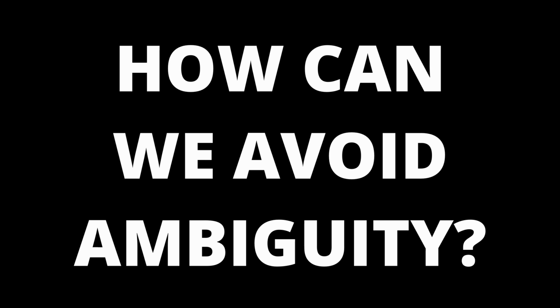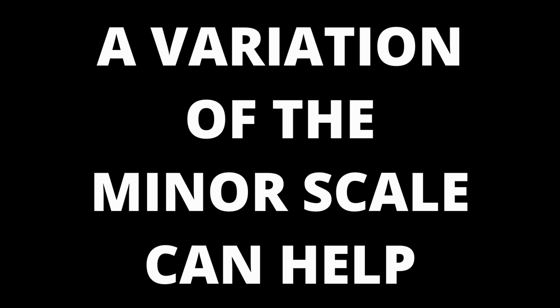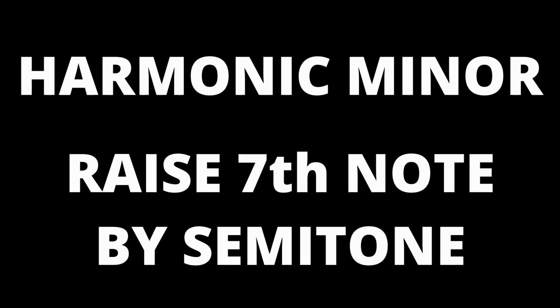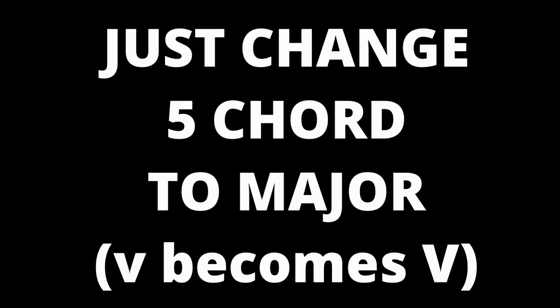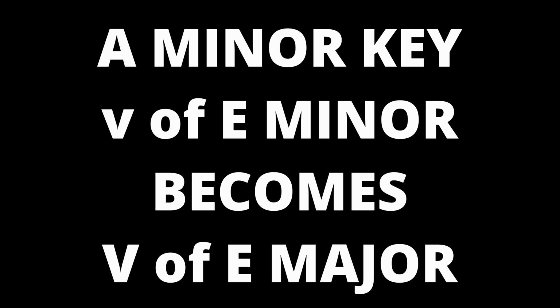So what can we do to avoid this problem? There is a variation of the minor scale which makes the minor key distinguishable from the relative major. It was used widely in classical and romantic composition. It is called the harmonic minor. It is created by raising the 7th note of the natural minor scale by half a step or a semitone. This may be confusing, but all we are going to do to our selection of chords is change the 5 chord to a major chord. So in the key of A minor, our 5 chord of E minor becomes E major. We can reinforce the harmonic minor feel by using the 5 to 1 change in our chord progressions.